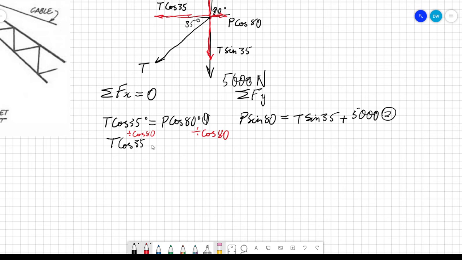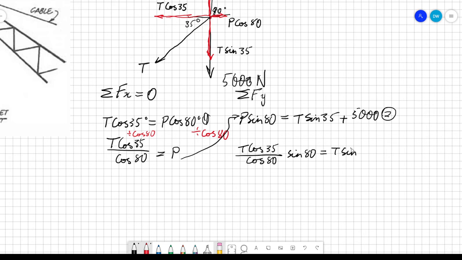So what do we end up with? t cosine 35 over cosine 80 equals p. Of course, we can just replace this p with this one. So t cosine 35 over cosine 80 equals t. Sorry, I left the sine 80 part out. Sine 80 equals t sine 35 plus 5,000.